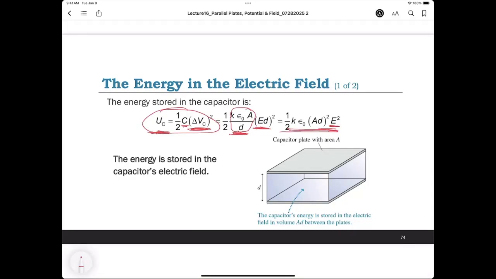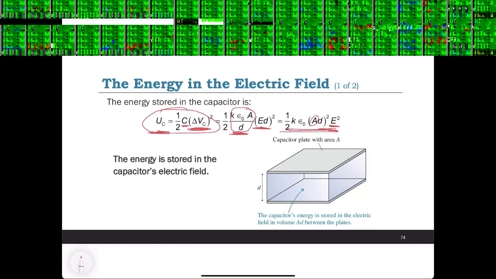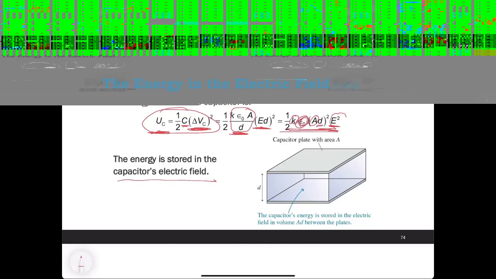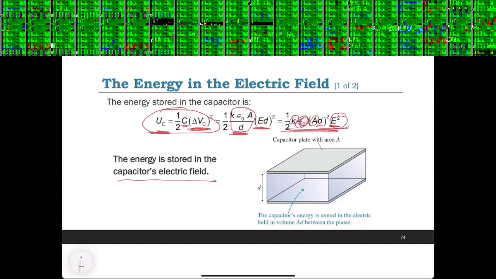Also, you can see here is the electric field, and this is the capacitor area, this is the distance, and this two is a constant. Which means the energy is stored in the capacitor's electric field. You can see this energy is related to the electric field. The capacitor energy is stored in the electric field in volume AD between the plates. That makes sense to you?